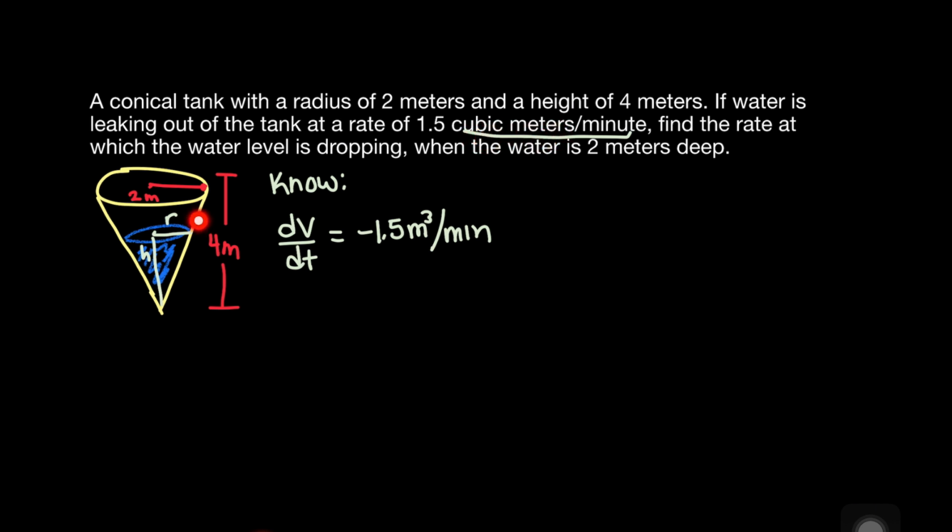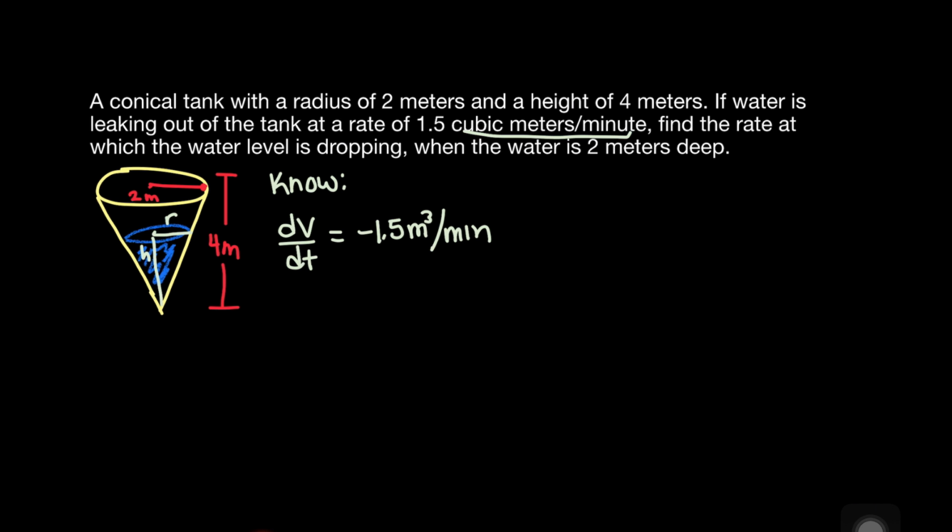I also know it's a volume because we have a three-dimensional region of water, and we're describing how that three-dimensional object is changing in size. So that would be a volume. Although for me, the units is really how I determine what that is. So I know that dV dt equals negative 1.5 meters cubed per minute. And I made it negative because if the water is leaking out, then the volume is actually getting smaller.